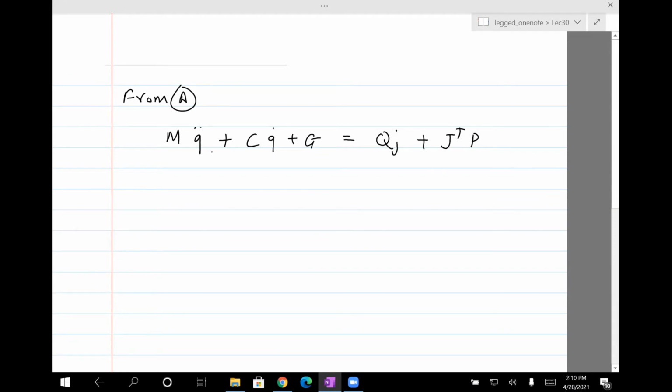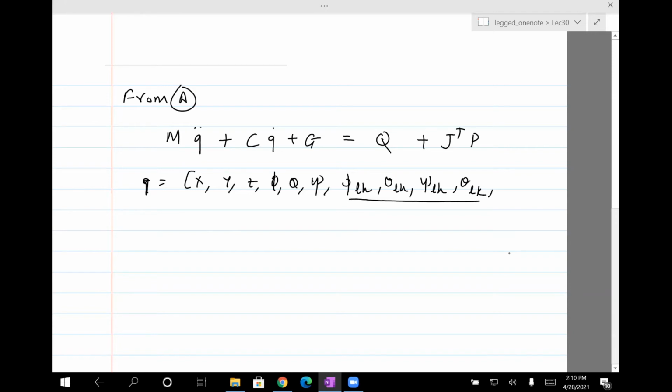Let's try to understand what this Q and this small q is. Small q is X, Y, Z, phi, theta, psi, and then I used the following notations for the roll, pitch, yaw of the left leg. So phi LH for the left hip, theta LH, psi LH, and then there is another theta at the knee, so I'll call it left knee. Okay, so these are the 4 joints corresponding to the left leg. And then for the right leg, it's simply phi RH, theta RH, psi RH, and then this one is theta RK.